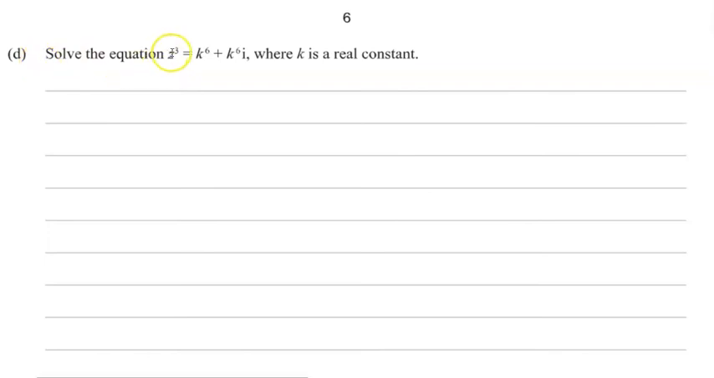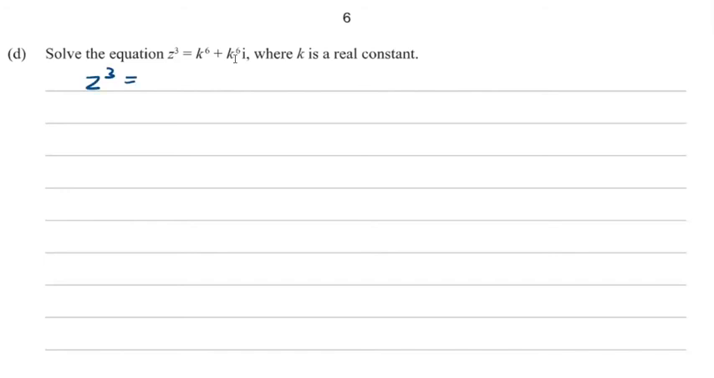Okay, for part D, we are solving this equation. z cubed is equal to this complex number, and we need to work out z. It's a cubic, so it means we will have 3 solutions here, and we're going to use de Moivre's theorem to find those 3 solutions. To use de Moivre's, we need this complex number written in polar form first, so let's figure out what that will be.